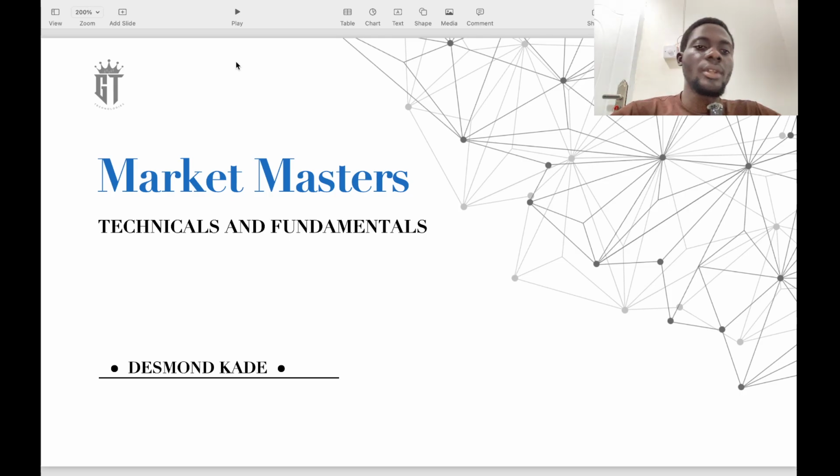Now, technical and fundamental analysis, these are the two main types. There's three, honestly, and the third one is sentimental. We spoke a bit about it in the slides, so I'm not going to go into it because it's irrelevant to us. We are focusing on technical and then fundamental. So, technical and fundamental analysis, introductory topic, presented to you by Desmond Kidd.